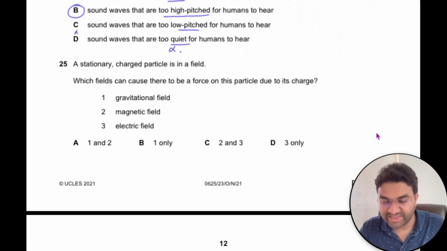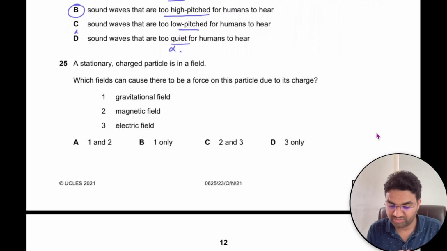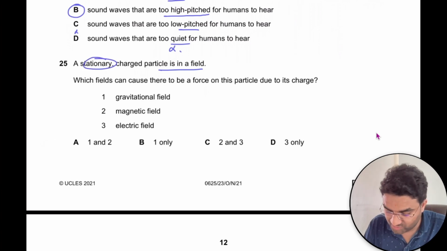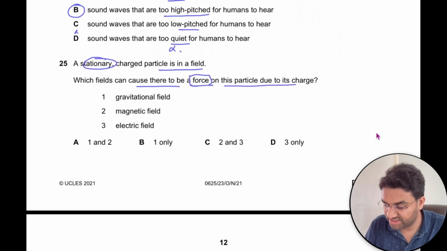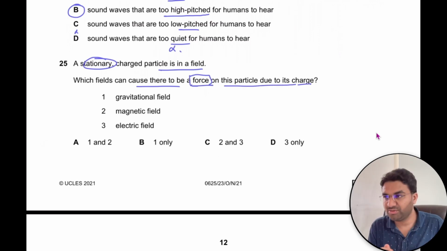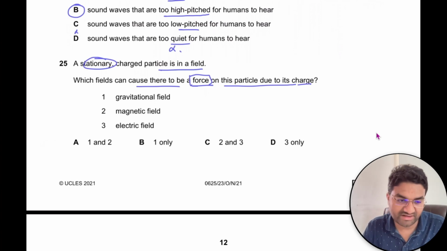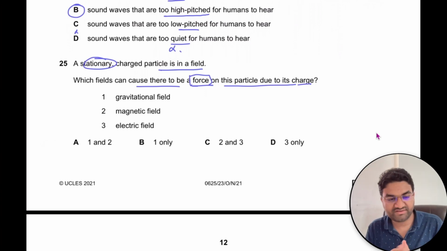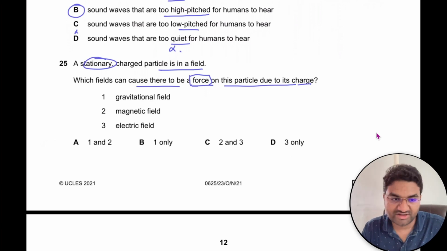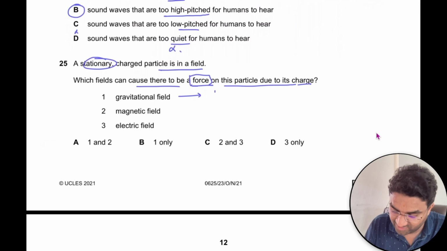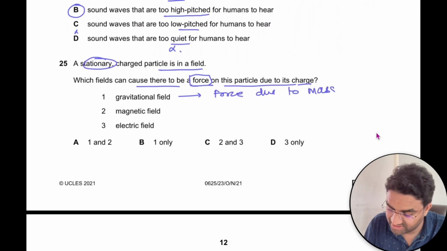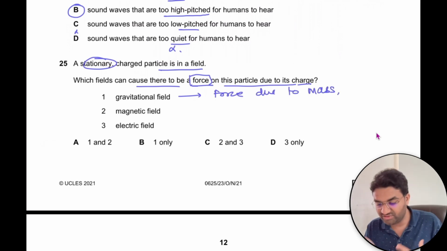Fine. Then next one, a stationary charged particle in a field. This is stationary, okay? Which field can cause there to be a force on this particle due to its charge? Now you must know where the gravitational, magnetic and electric fields exist. So gravitational field is basically force due to mass, not a charge. But here they are asking about the force due to particle charge.